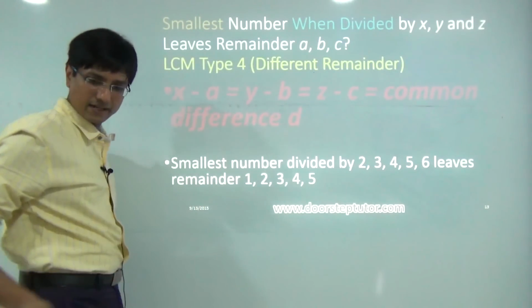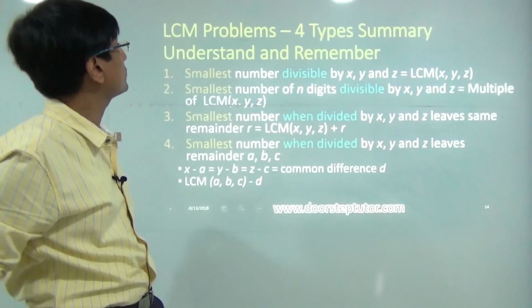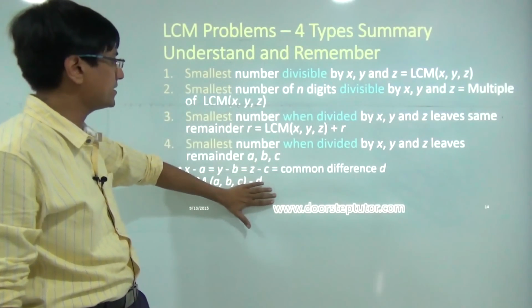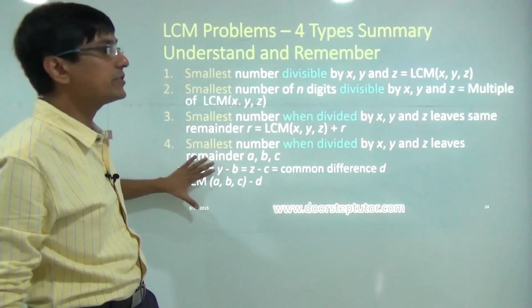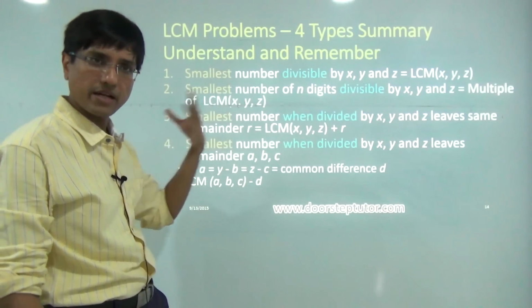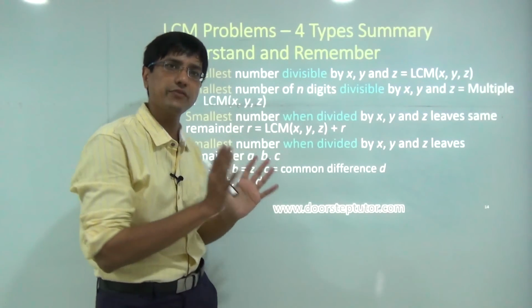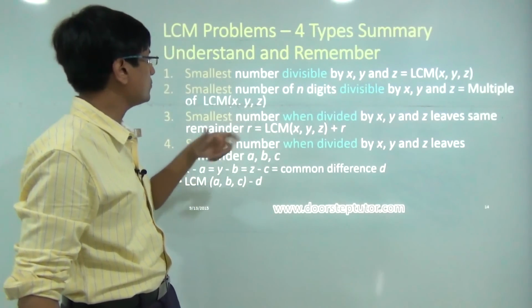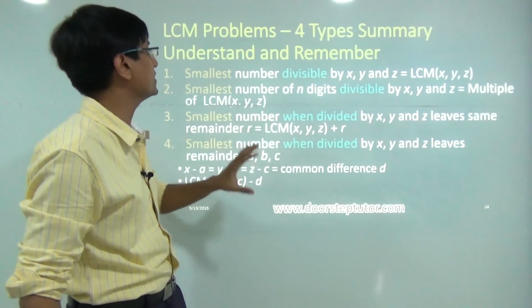Let's move on to the summary slide. I think this is what is next. This is the LCM problems, again 4 types. This is the summary. You have to remember this formula. From the previous slides we already understand; from this slide you have to remember these things.